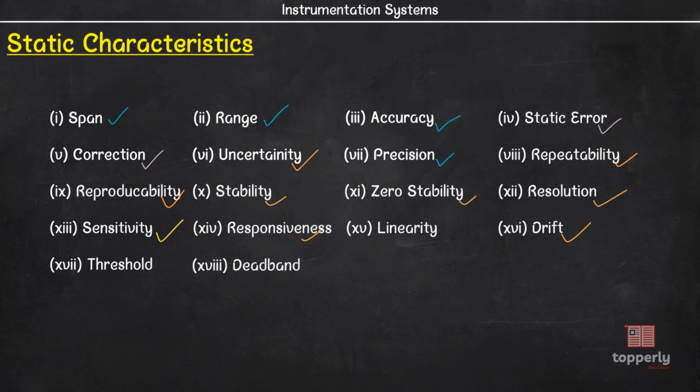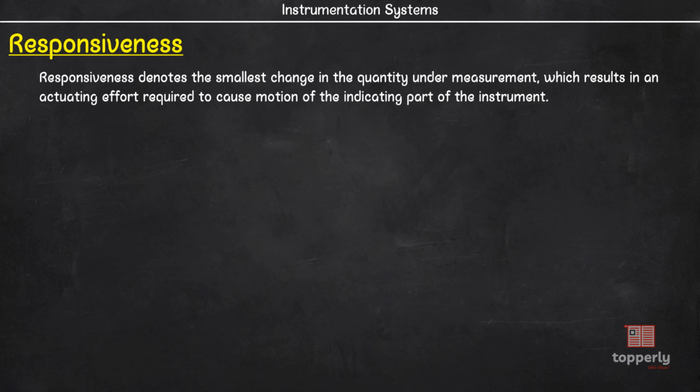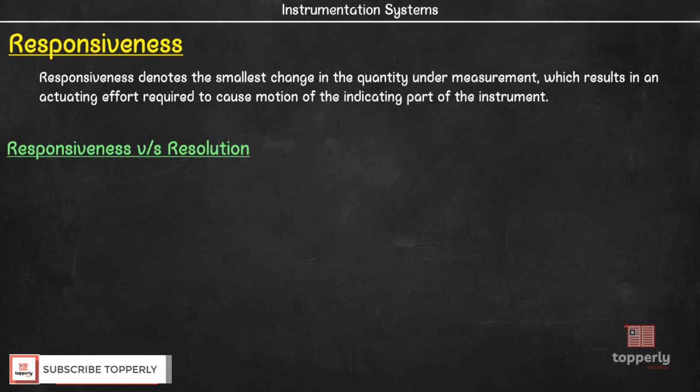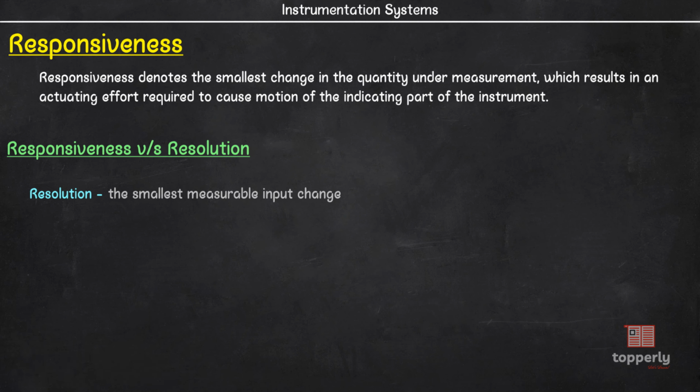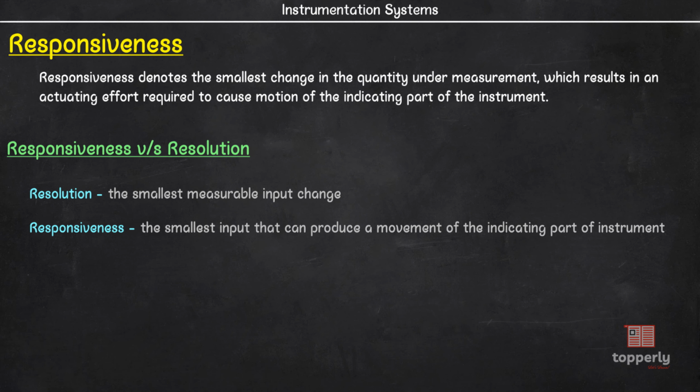Next we have responsiveness. Responsiveness denotes the change in quantity under measurement, which results in an actuating effort required to cause motion of the indicating part of the instrument. Now please don't confuse it with resolution. The definition of both these terms looks similar but not the same. In the case of resolution, it was the smallest input that brings about a definite numerical change in the output, that is, the smallest measurable input change. However, in the case of responsiveness, we don't need a numerical change in the output. It is the smallest input that can cause a movement of the indicating part of the instrument. This movement need not be big enough to be noticed, let alone get a reading.